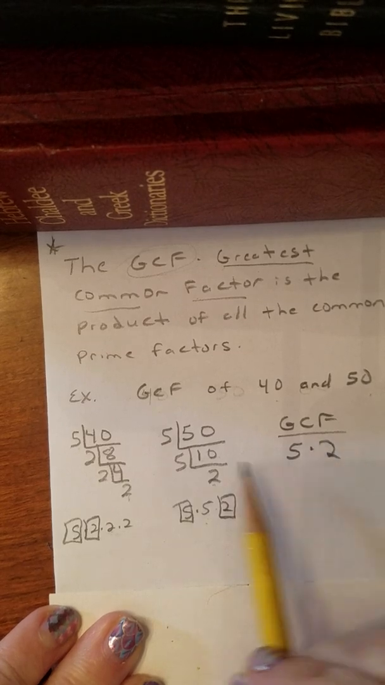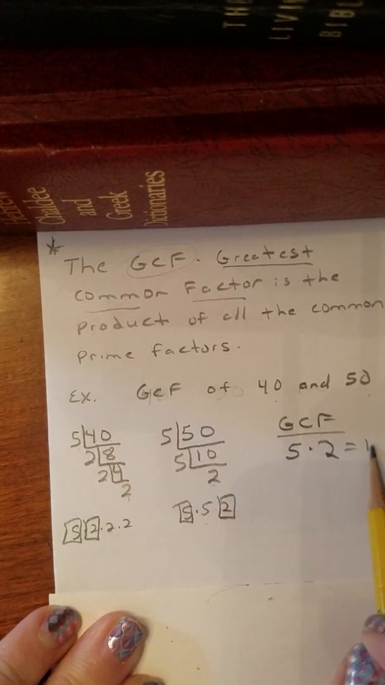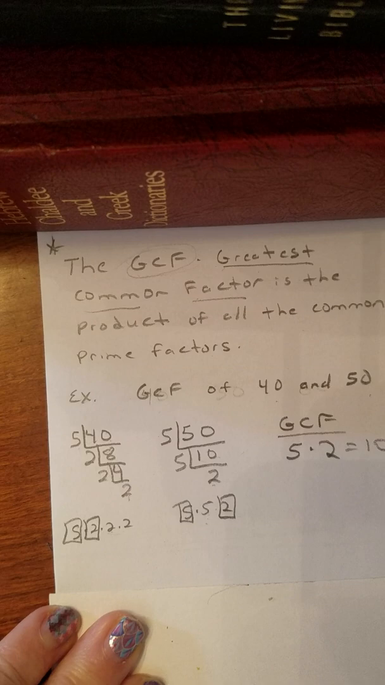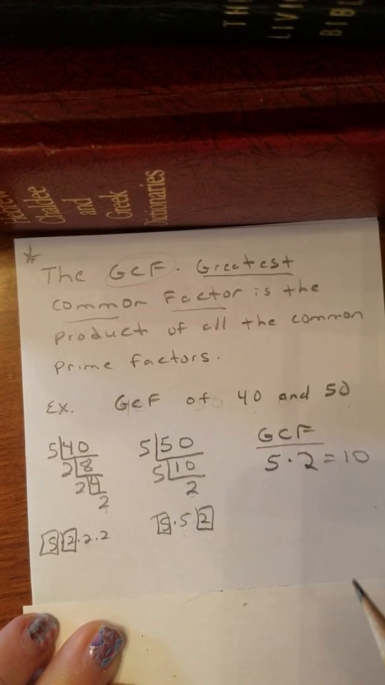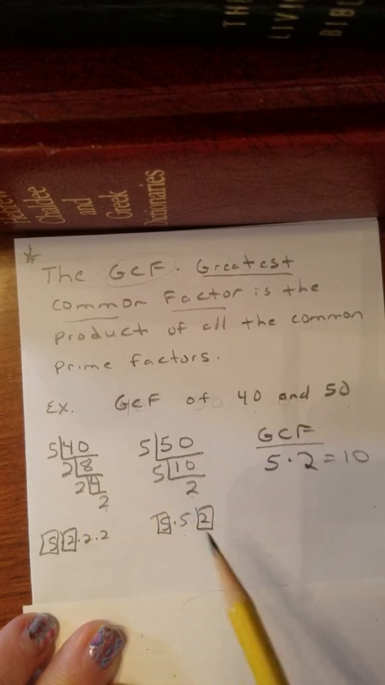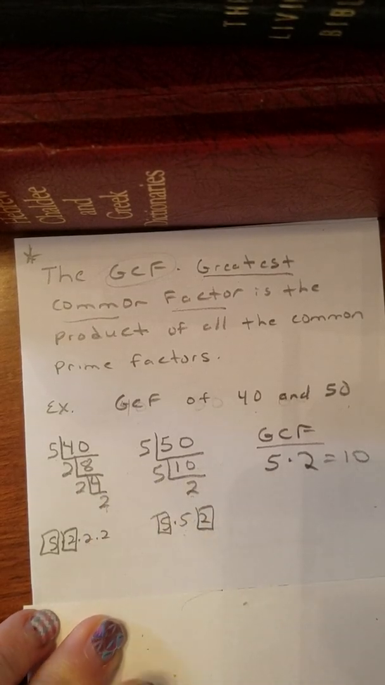So the GCF of 40 and 50 would be 10. And that's how you find the greatest common factor of 40 and 50, because 10 goes into both of them.